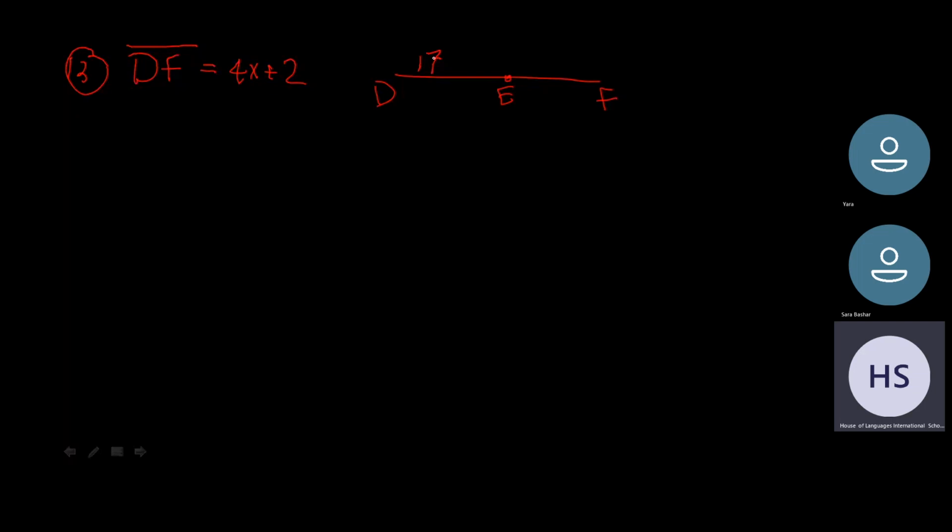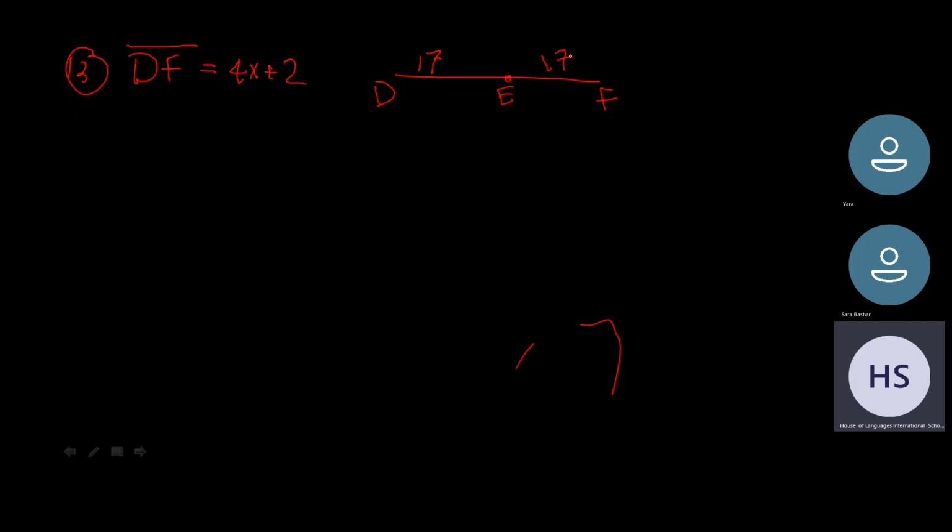That's it. The length of DF, from D to F, is 4x plus 2. In order to find this equation, I need the length from D to F because here the expression is DF. But I don't have it. I have from D to E. But because E is a midpoint, E is in the middle. So D to E is 17, and E to F will be what? 17. Okay?